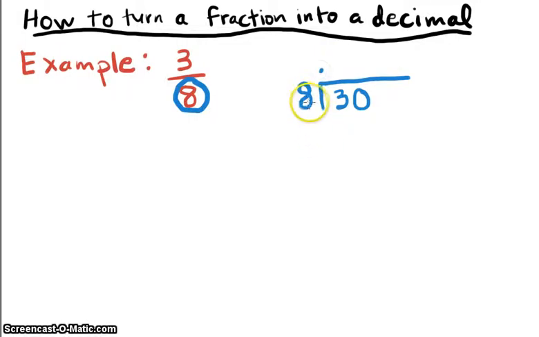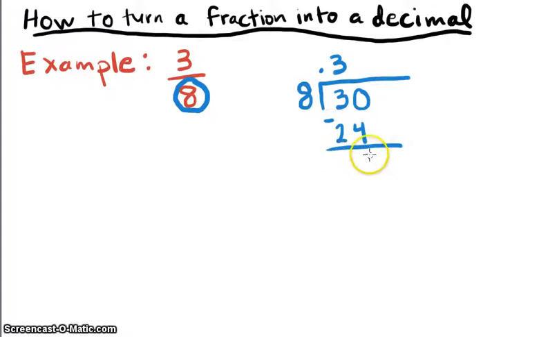Now let's get started. We can ask ourselves, how many times can 8 go into 30? Well, 8 times 3 is 24. 8 times 4 is 32, so it's too big. So the most it can go in is 3 times. Then we go ahead and do the multiplication. 8 times 3, and here we get 24.